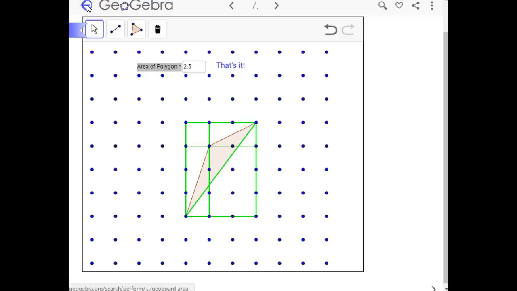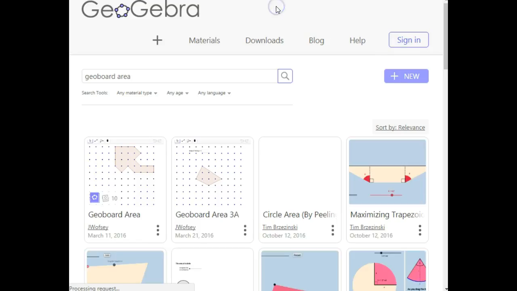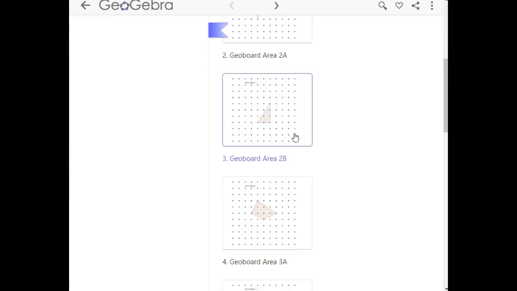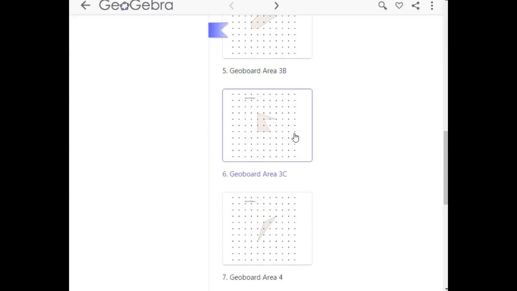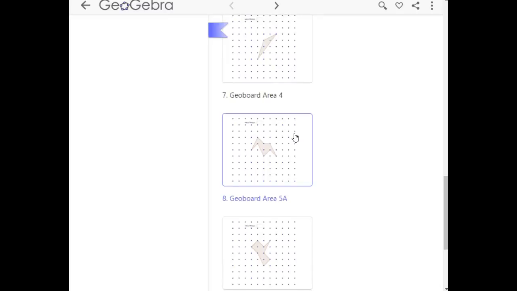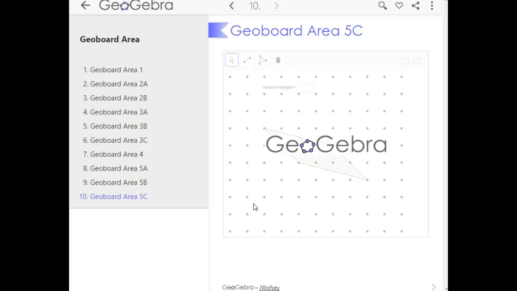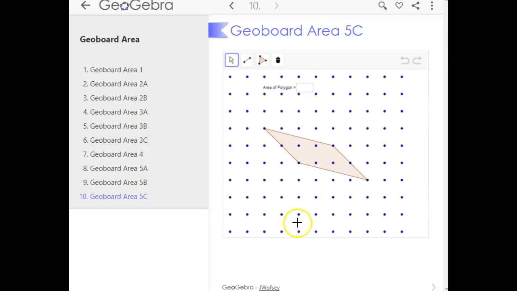Okay, let's try one more. I can go, oh, you know what? I hit the wrong thing. Go back to this book. And I think that was probably, let's try this one. Okay, so same thing.